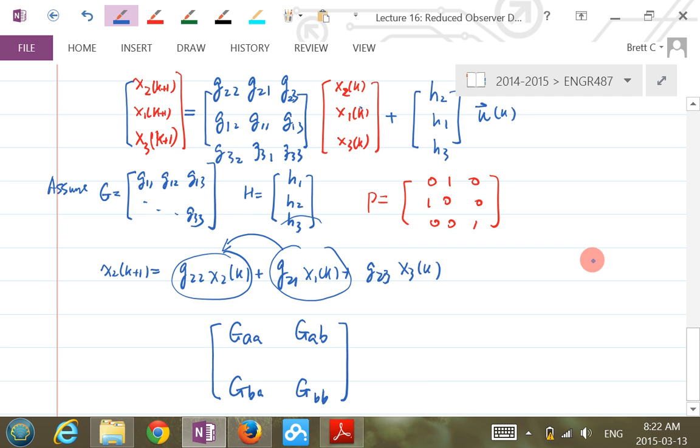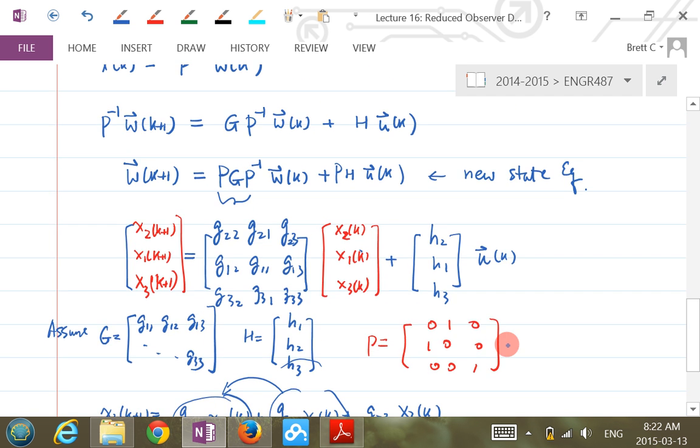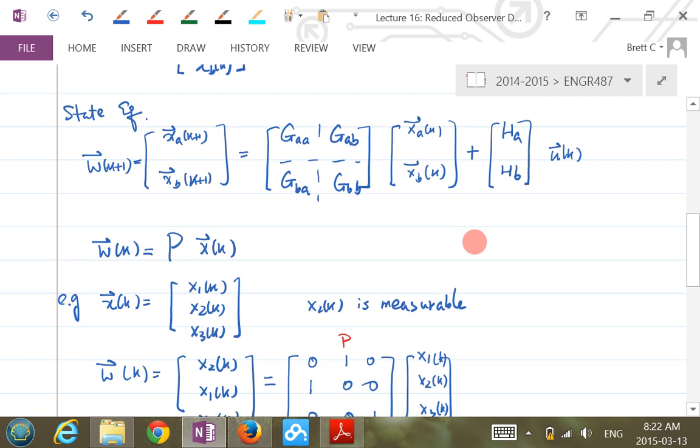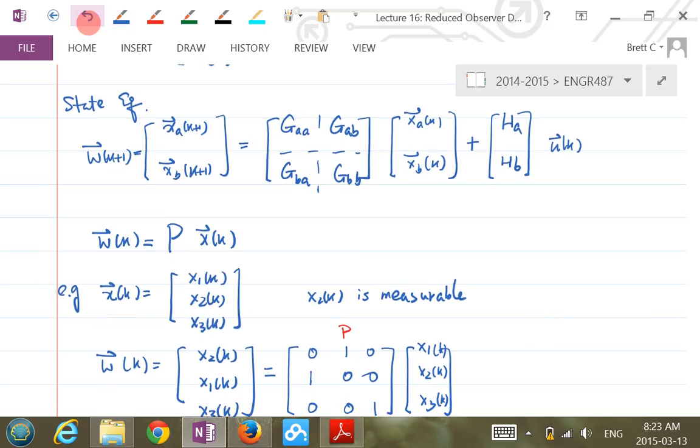Okay, so first of all, you look at this partitioning here. This GAA is associated, when you use the matrix block to do the multiplication, so this block times this guy here, right? Times this. And this X of A has M number of variables. So this is going to be a square matrix, M by M in size. Okay. So this GAA is going to be M by M.